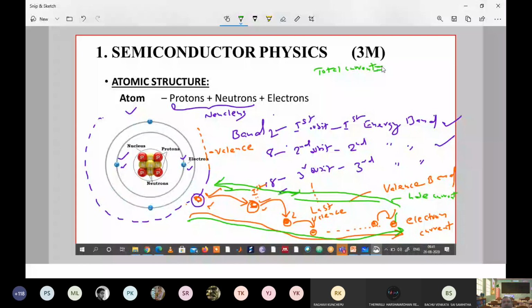Dear students, hole current plus electron current, very good. This is the total current that we are observing in the atomic structure. Now this is the current that we get in our houses also. If a light is glowing or a fan is rotating, it means a current is being generated there.